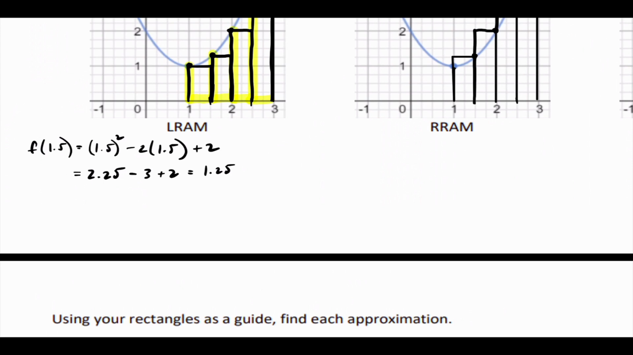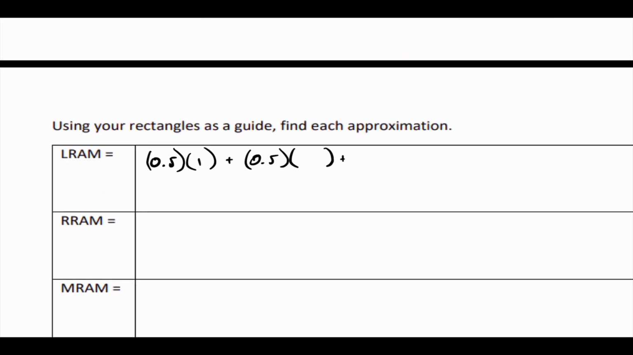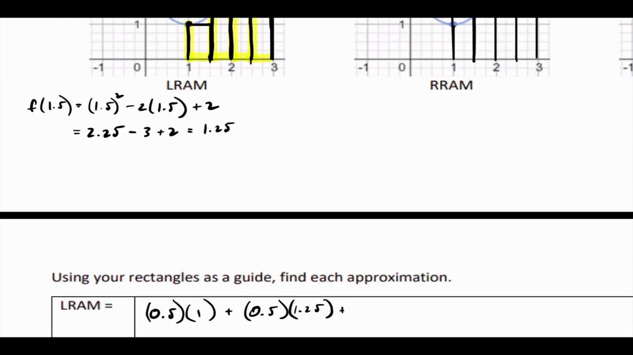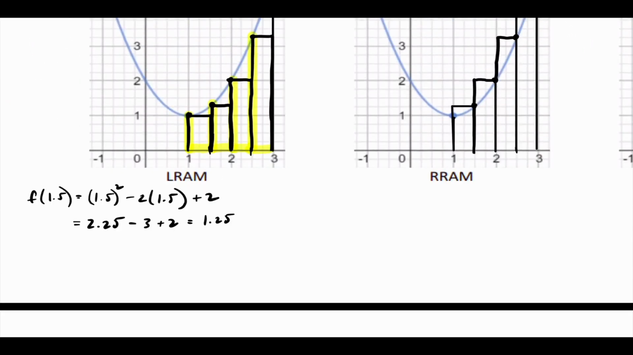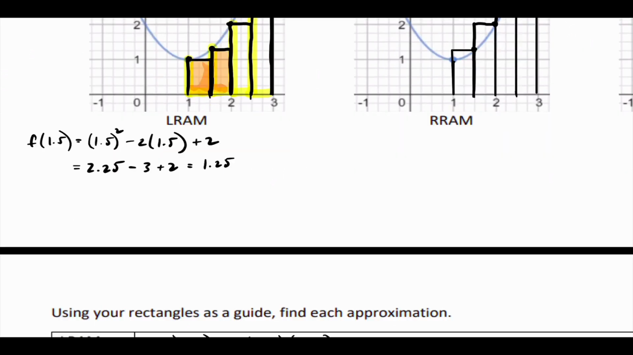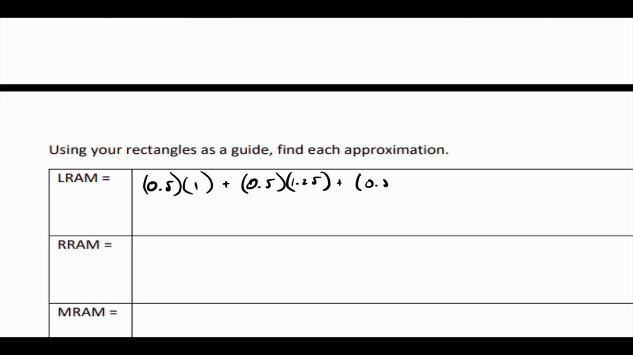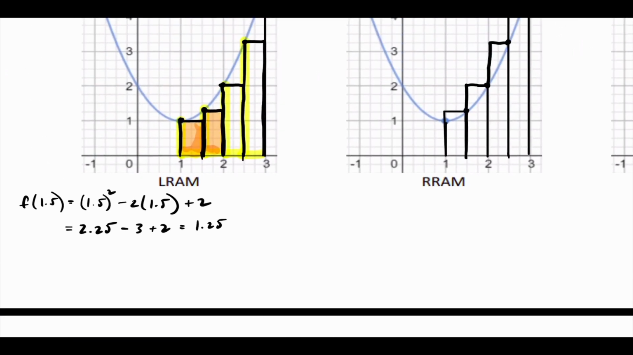Okay? So 0.5 times 1.25. Done. Done with those two rectangles. Now the third rectangle. The third rectangle goes 0.5 times how tall? 2. That's pretty definitive. Now, if you wanted to plug in 2 and do that, you could. But I'm not going to do that because that's pretty definitive at 2. Okay? So 0.5 times 2. One more. So that's the third rectangle.